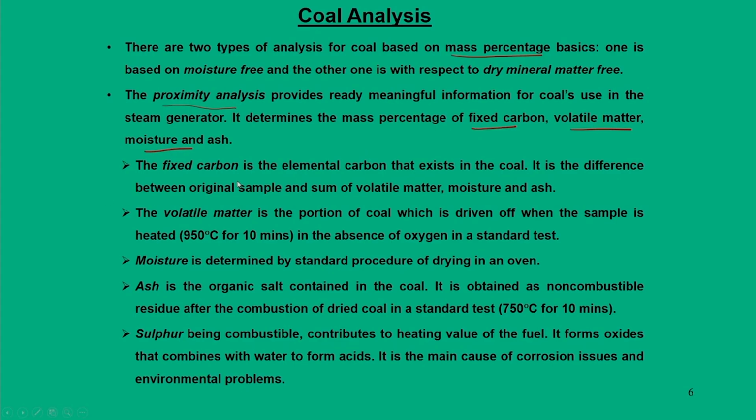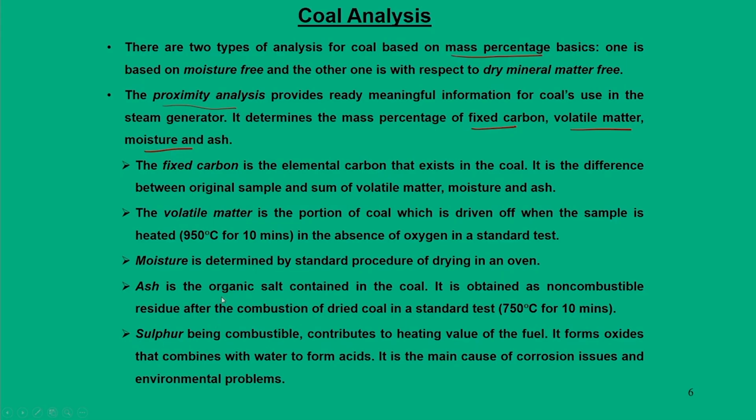Fixed carbon is the elemental carbon that exists in the coal. It is nothing but the difference between the original sample and the sum of the volatile matter, moisture, and ash. The volatile matter is the portion of the coal which is driven off when the sample is heated at 950 degrees centigrade for 10 minutes. That means, in the absence of oxygen, if the coal sample is heated to 950 degrees centigrade for 10 minutes, then we can drive off this volatile matter. Then moisture can be determined by a standard procedure of drying in an oven.